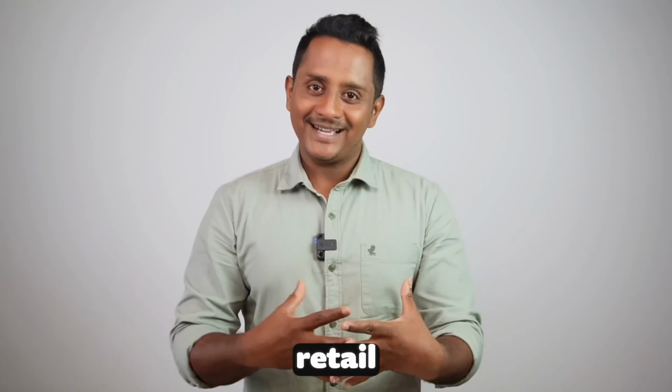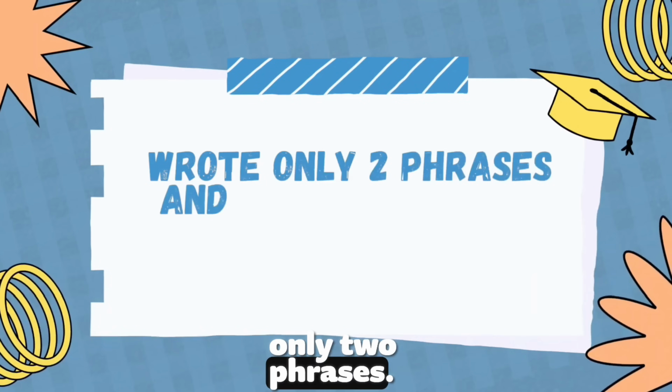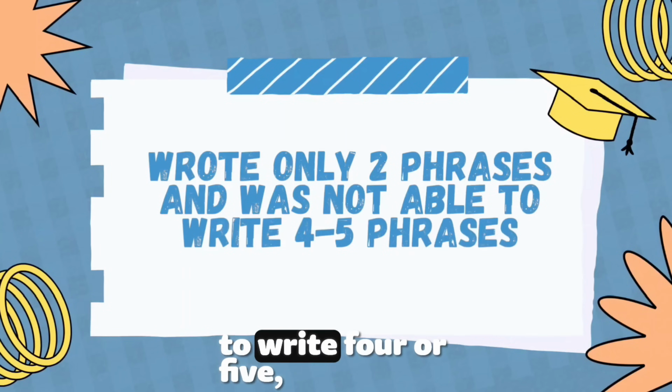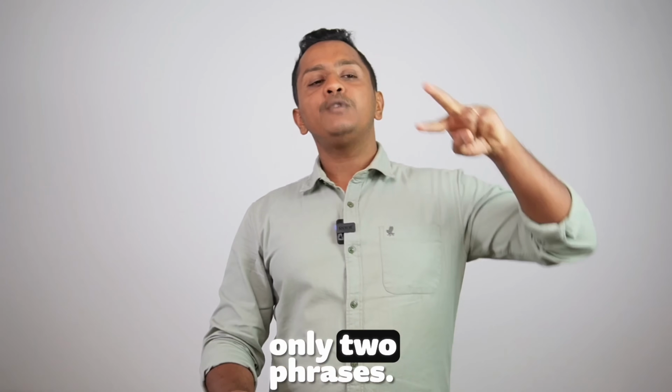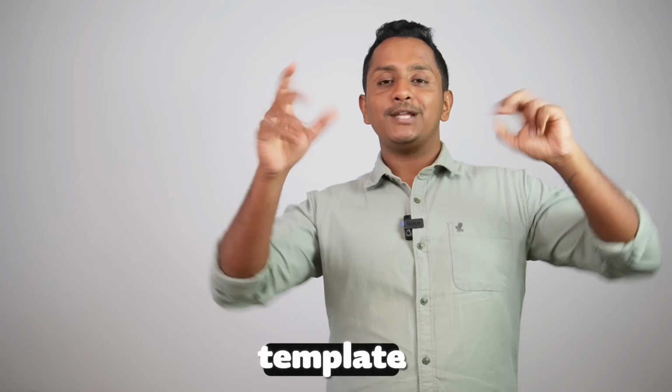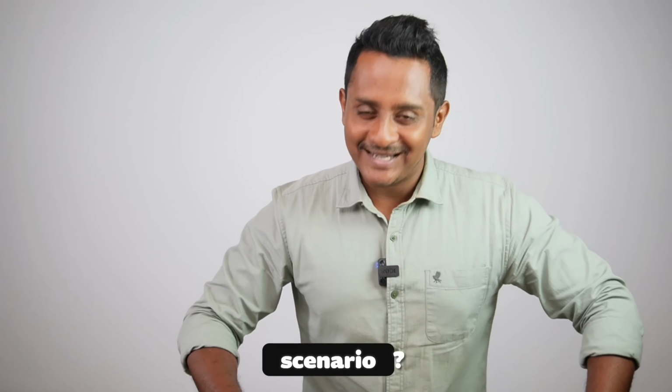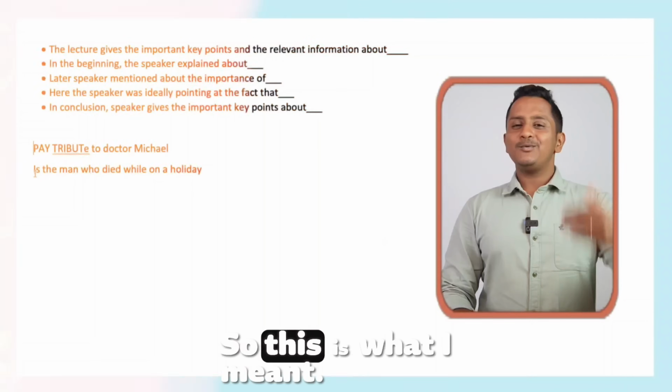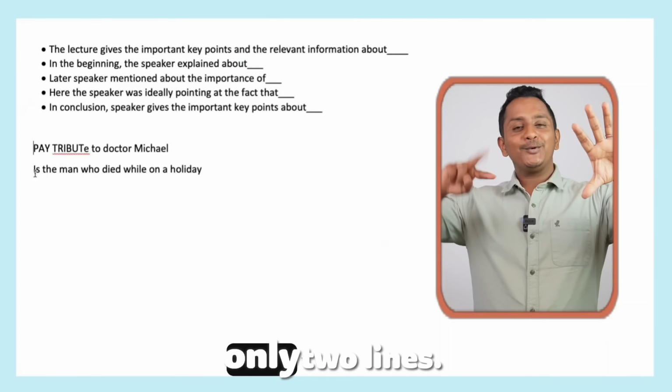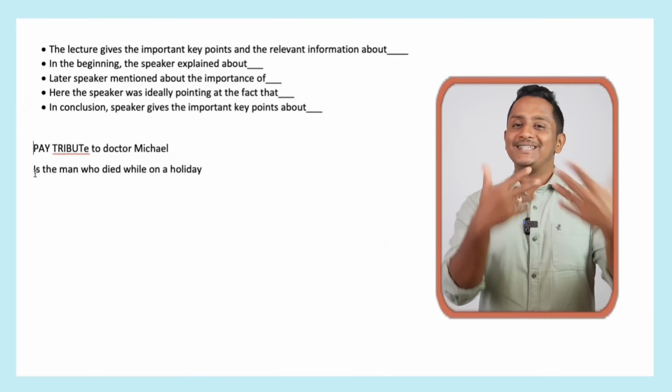So another cheat code in Retell Lecture is, let's say you wrote only 2 phrases. For some reason you are not able to write 4 or 5. Only 2 phrases, but there are 5 lines of the template. What to do during such a scenario? Let me just help you with it. So this is what I meant. We have a template, but we wrote only 2 lines. Now what to do? Just observe.